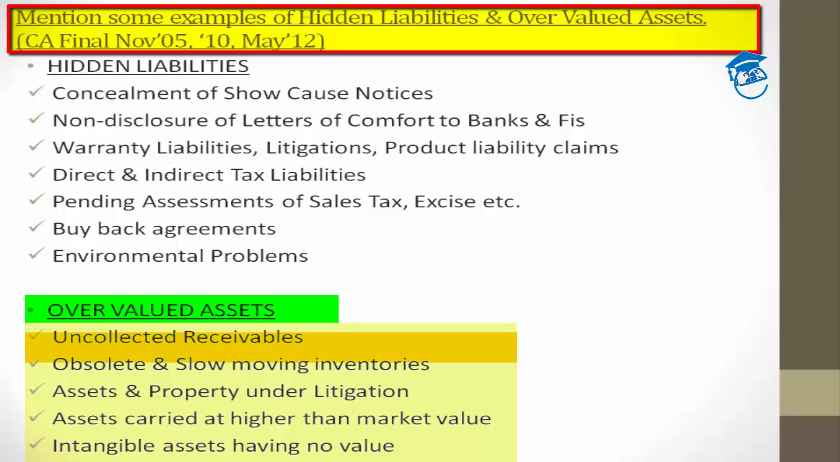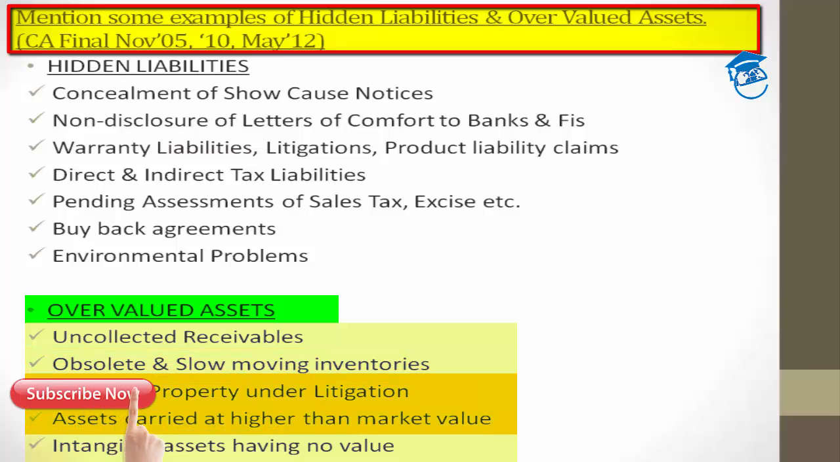Next would be obsolete and slow moving inventories. Inventories which are valued above net realizable value. So overvalued assets, any kind of obsolete or slow moving inventories or inventories valued above NRV will be covered under overvalued assets. Any kind of underused or obsolete plant, machinery, spares, impairment of any of the asset values due to fall in the market price, market value. This will again be considered under overvalued assets.